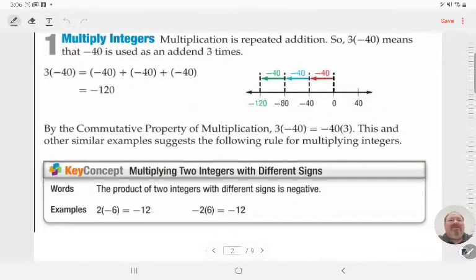So in essence, multiplication is just a repeated addition. Okay? So 3 times negative 40, again, would be the same thing as saying negative 40 plus negative 40 plus negative 40. Okay?